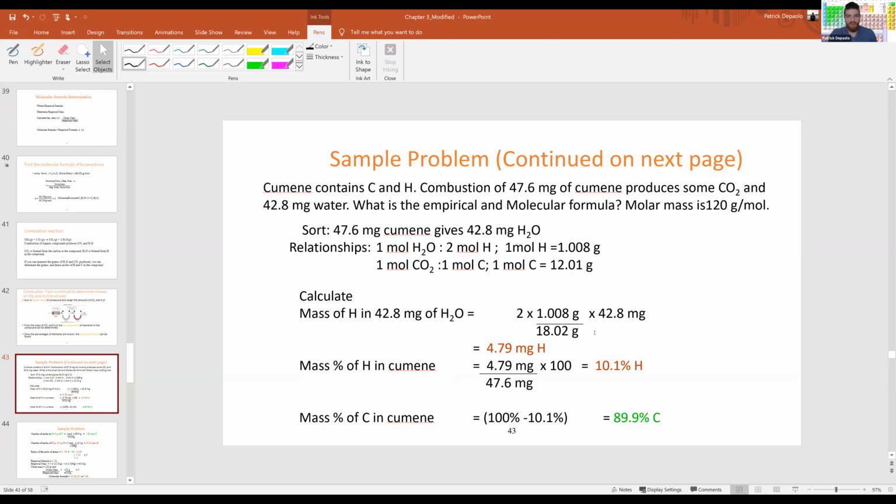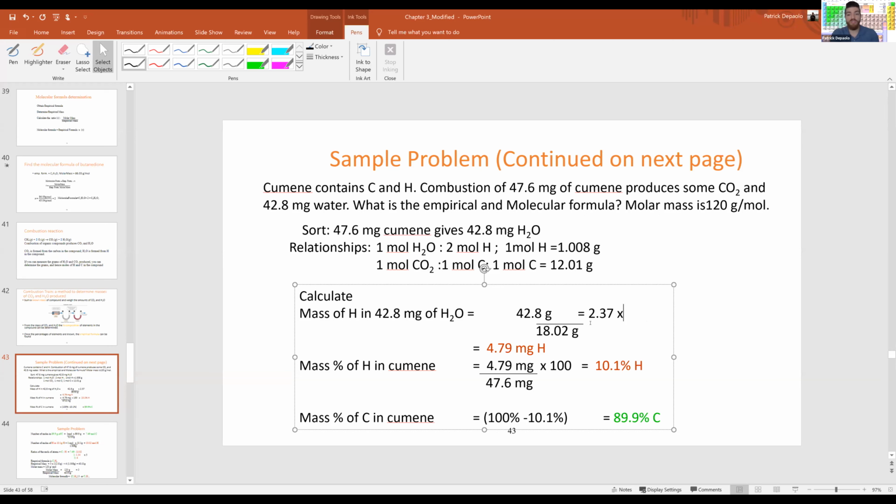All right, so let's do this. Let's just say everything's grams. So you have 42 grams divided by 18. Let's do it one step at a time. I've got my calculator. 42.8 divided by 18.02, you get 2.37 moles of water. Then we're going to multiply that by 2, and you get 4.75.